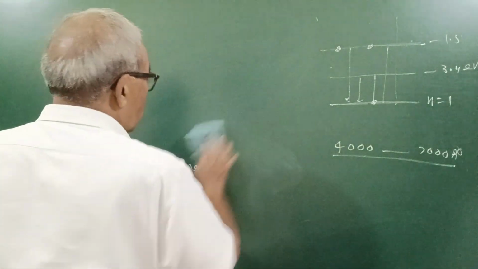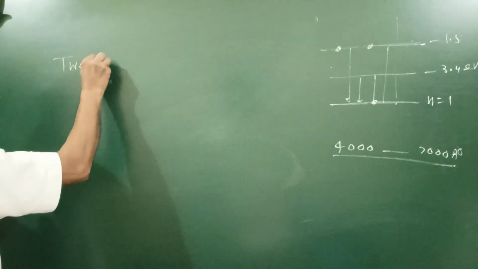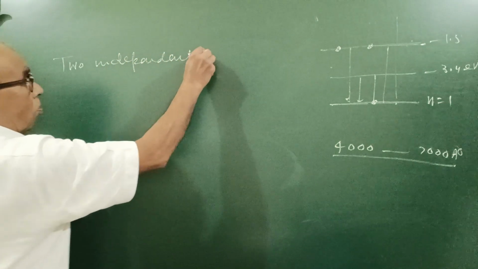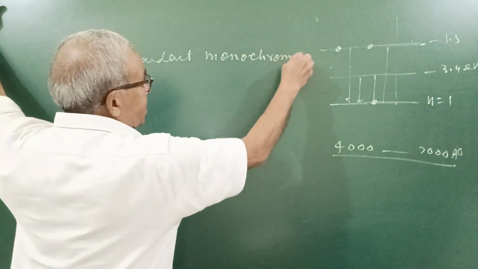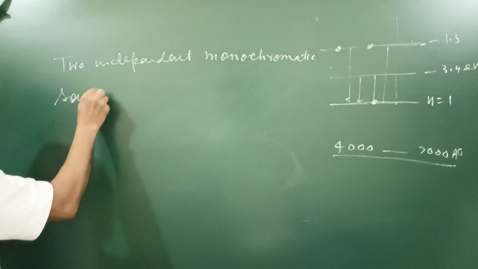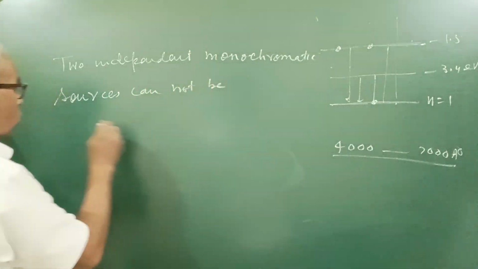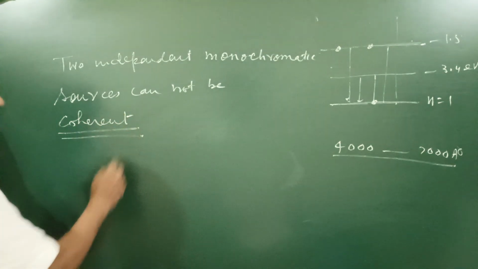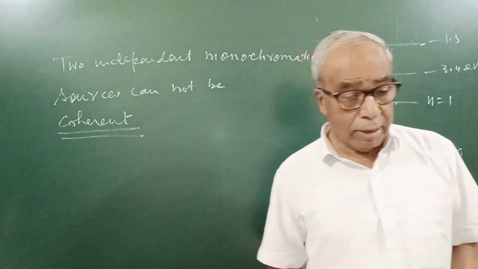two independent sources of light, I am telling here, two independent monochromatic sources cannot be coherent. This question has been asked, why they cannot be coherent. I think you have got it.